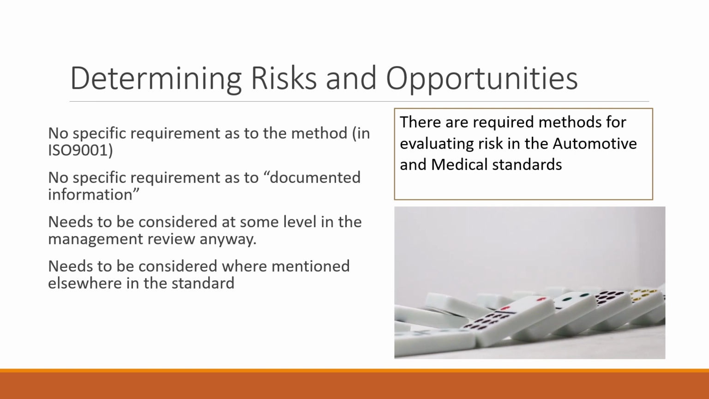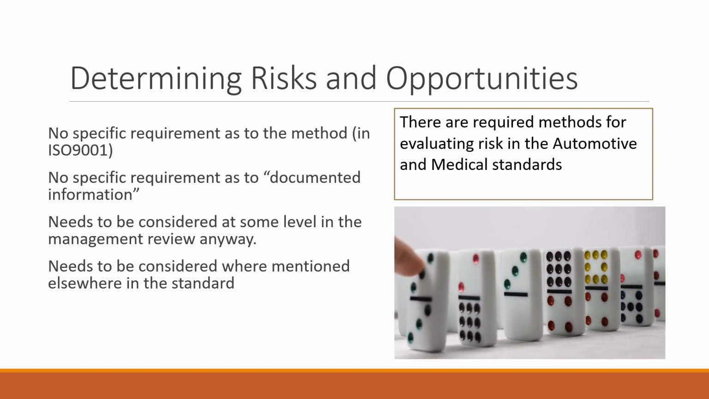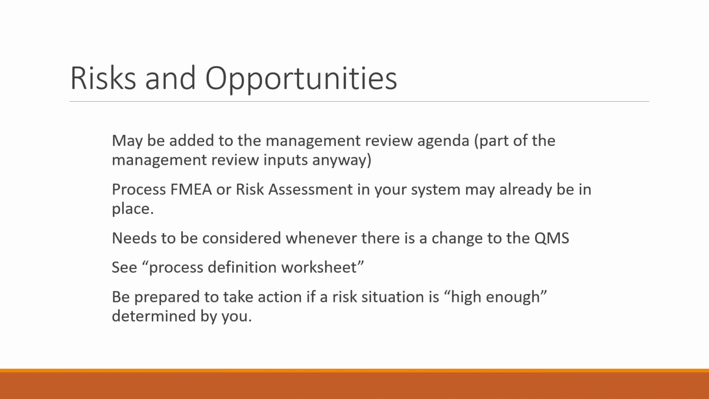It needs to be considered at some level in the management review anyway, and it needs to be considered where it's mentioned elsewhere in the standard. This may be added to the management review agenda as part of the management review inputs. You may be doing a process FMEA or risk assessment already, depending on what business you're in, and it needs to be considered wherever there's a change to the QMS. You can look at your process definition worksheet and define where you've identified risks and opportunities in each of the processes. And be prepared to take action if a risk situation is high enough, as determined by you.